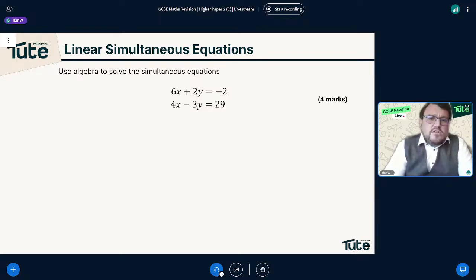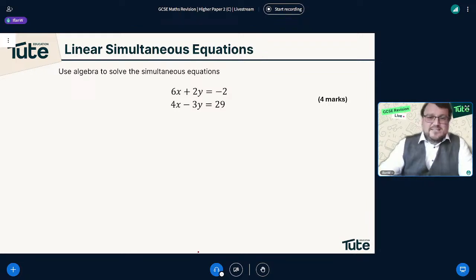Now, use algebra to solve simultaneous equations. Simultaneous means that they happen at the same time. There are different methods, of course. My preferred method is getting rid of one of the variables, because I don't like dealing with two variables. Too much information, it just confuses me. So my preferred method is to get rid of one.